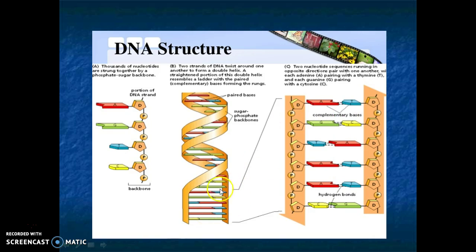So if we take this little chunk right here, and we zoom into it, we can see that there are 2 sides to the ladder. There are the sugar-phosphate groups making up the sides of the ladder, and then the nitrogen bases are here, and then you've got hydrogen bonds holding the rungs together. And then the DNA, remember Watson and Crick discovered that it was a double helix structure, and you can see that this is that double helix structure.